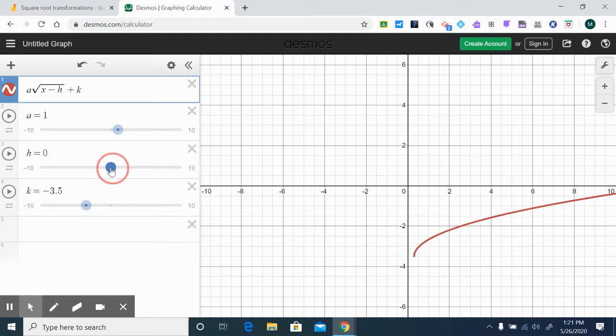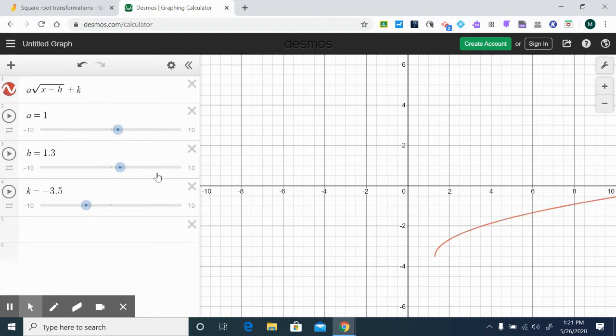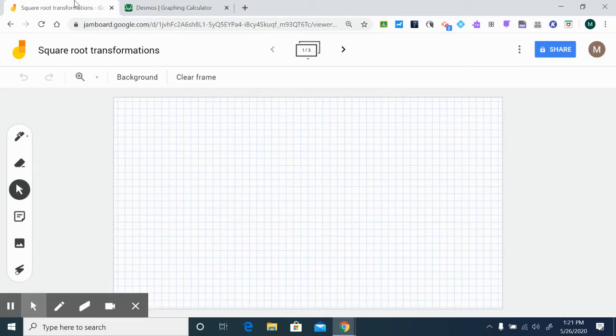Now, for the domain of our square root function, we can't take the square root of a negative number. So that is why our square root function starts here at 0, 0. We can take the square root of 0, but we can't take the square root of negative 1. It's not a real number. Now we can make our function go all over the place by transforming it, however. All right, so let's go ahead and put some things into our notes.